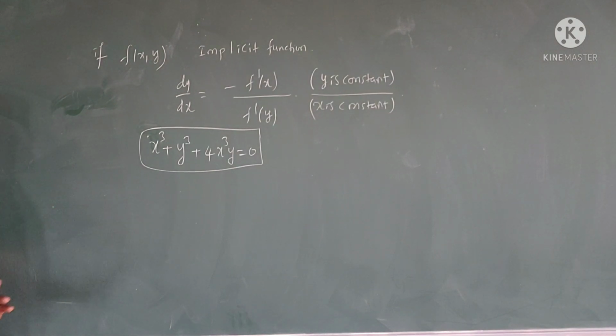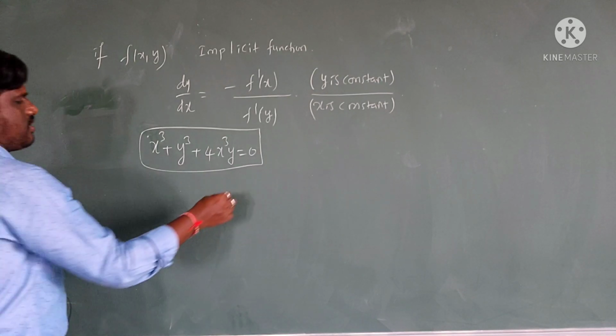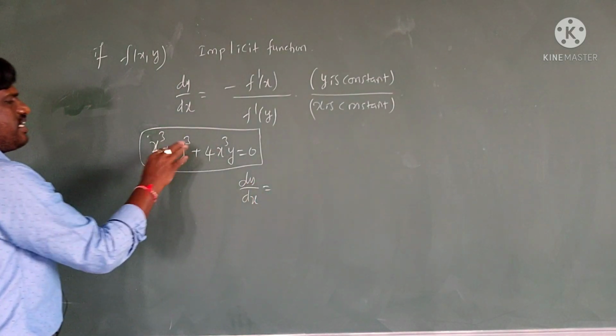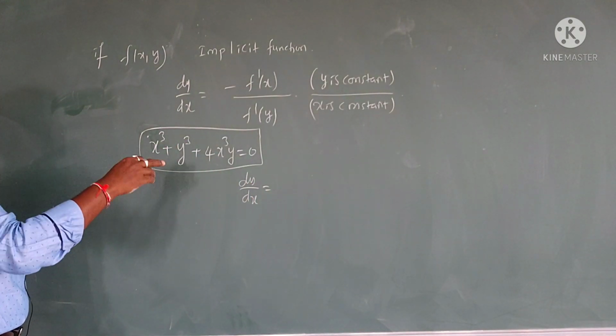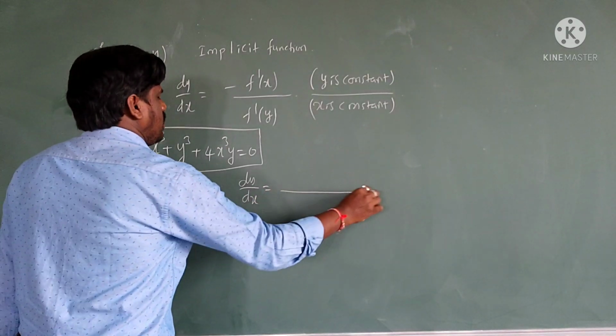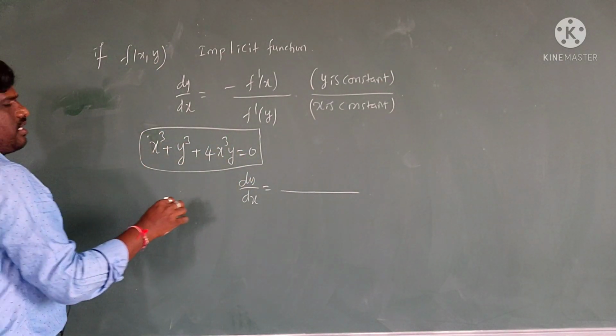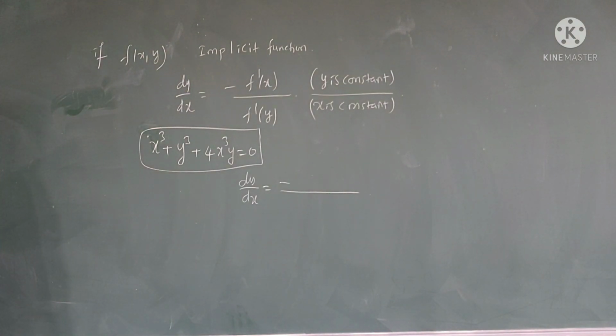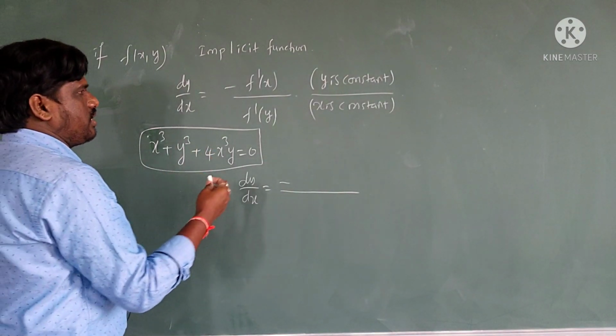If you want to differentiate this, it is easy only, direct also you can do it. It's not difficult. But if you want to find the shortcut method, we can write dy by dx is equal to this. If you find any difficult large questions, then you can use this formula. Otherwise, it's better directly doing this. Instead of using the shortcut, directly if you do also you'll get it. So if you want, I'll show you direct also.